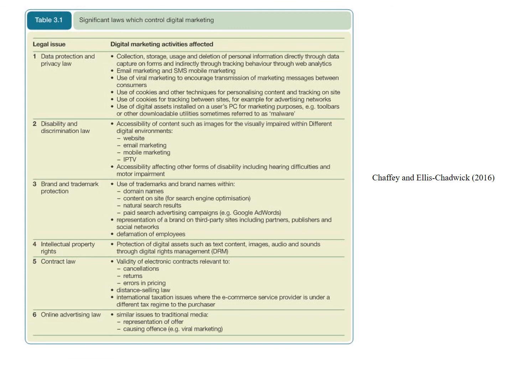So, we have a table here, and here are some of the significant laws which control digital marketing. We've got data protection and privacy law, disability and discrimination law, brand and trademark protection legislation, intellectual property rights, very important, and contract law, in terms of offer, acceptance, consideration, capacity, legality, and intent to create legal relations, and online advertising law. And then within each of these sections, it goes into more detail.